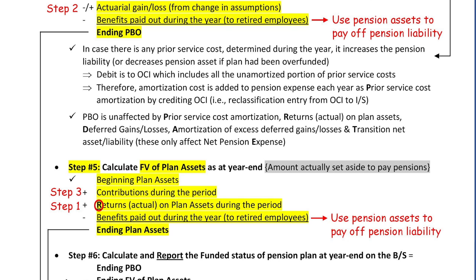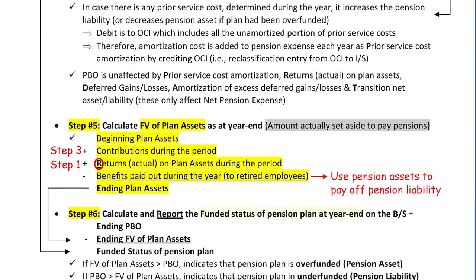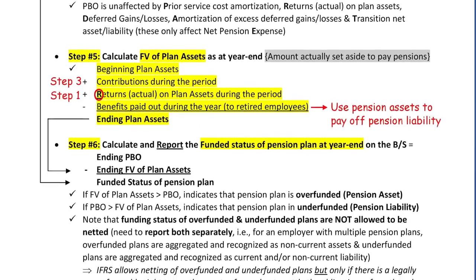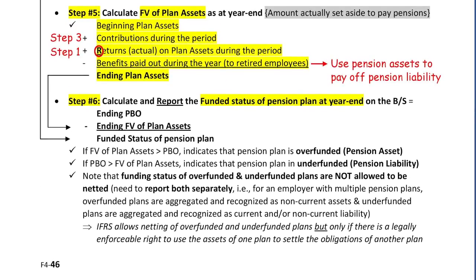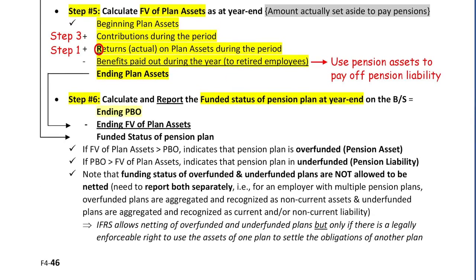So step 4, we've calculated ending PBO. Step 5, we've calculated ending plan assets. Now we are all set for highlight step 6, where we're going to calculate and report highlight funded status of pension plan at year end. So highlight ending PBO minus ending fair value of plan assets, highlight funded status of pension plan.